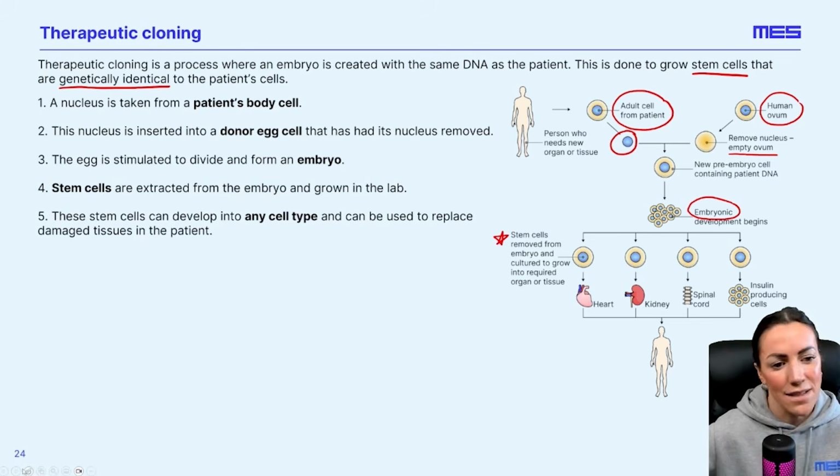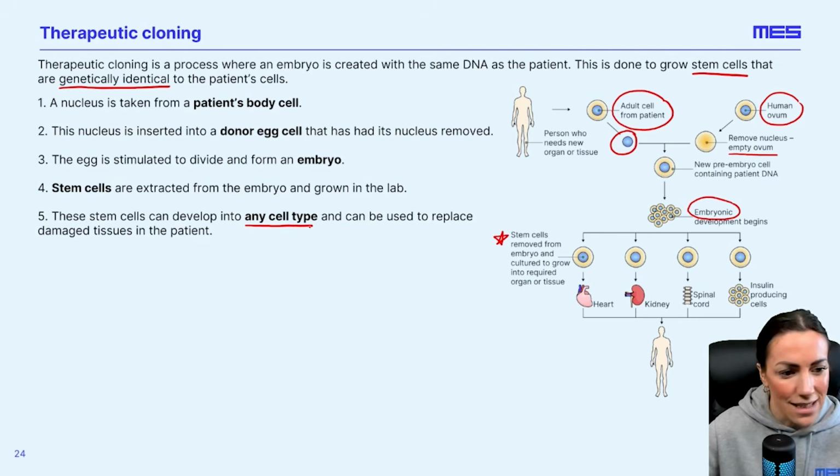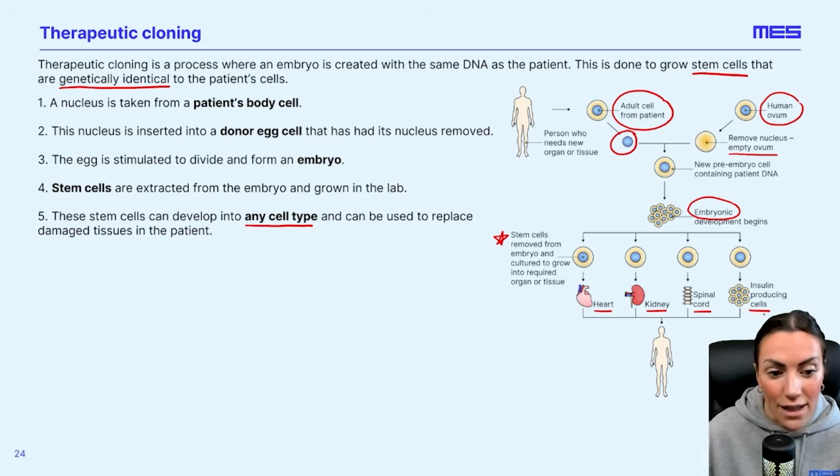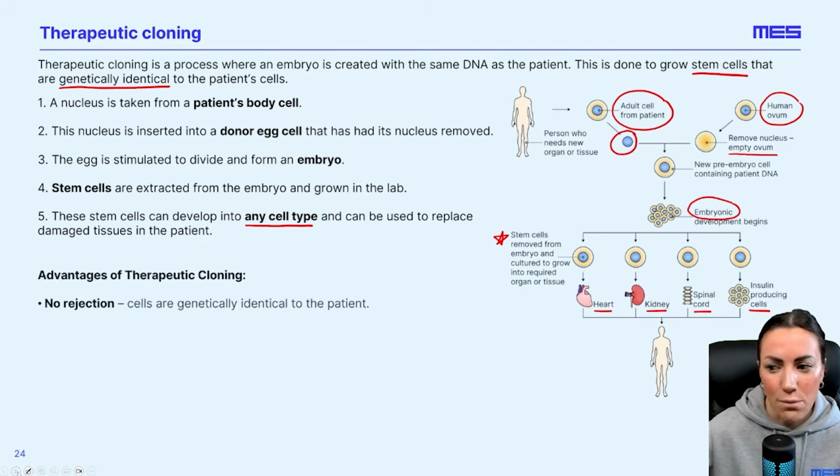And these stem cells can be directed to differentiate into any cell type. So if you need cardiac muscle cells for the heart, or kidney cells, or nerve cells to treat a damaged spinal cord, or maybe cells of the pancreas that can produce insulin to treat a diabetic. Remember, these cells can differentiate into any cell type, so can then potentially be transplanted into the patient to treat any damaged tissues. Now, what are the advantages of this process?